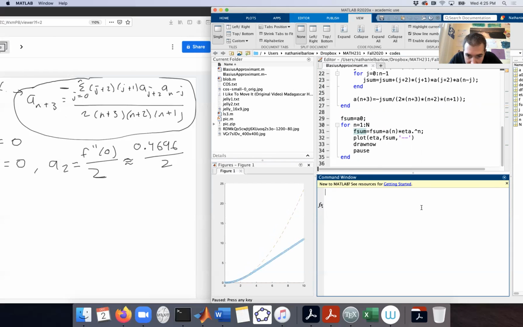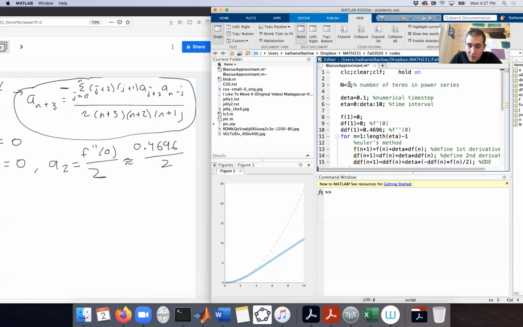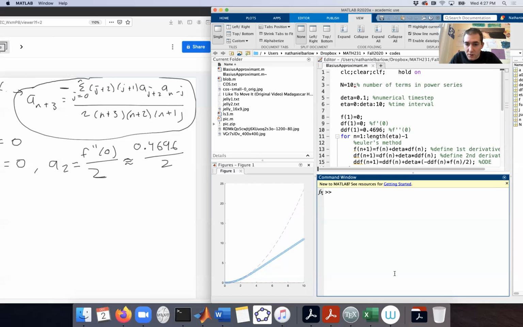I don't know if you can see that, but it is plotting something there. It doesn't look the greatest. Maybe I should make these black. And let's crank this up to 10 terms. I want to show you something.